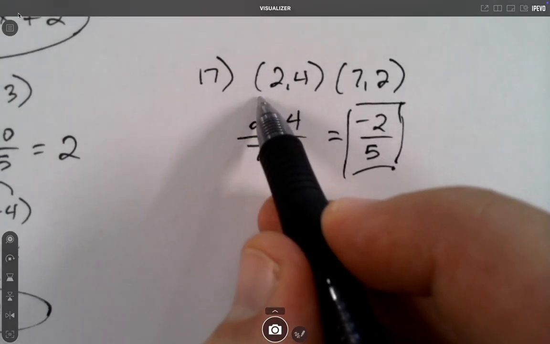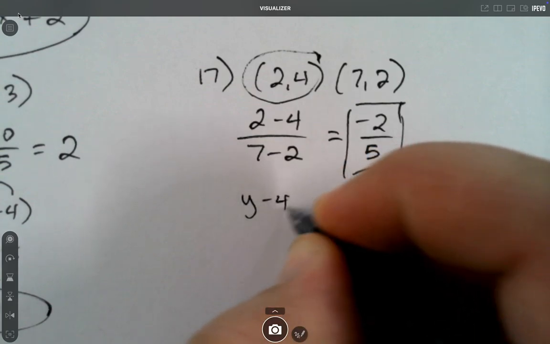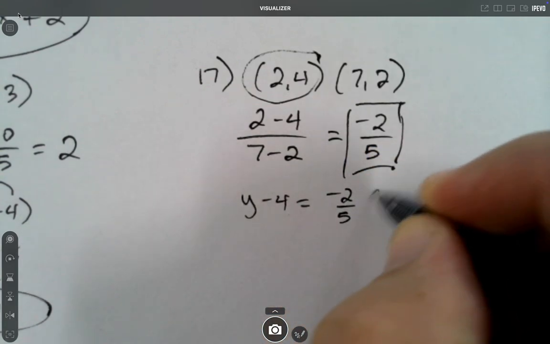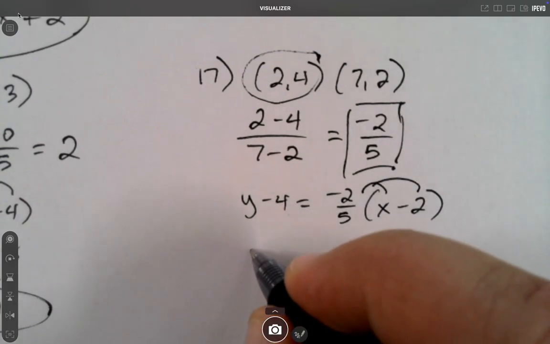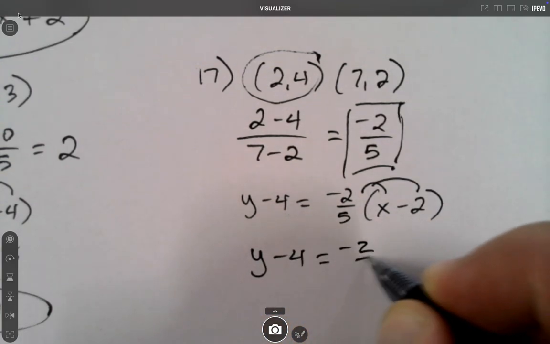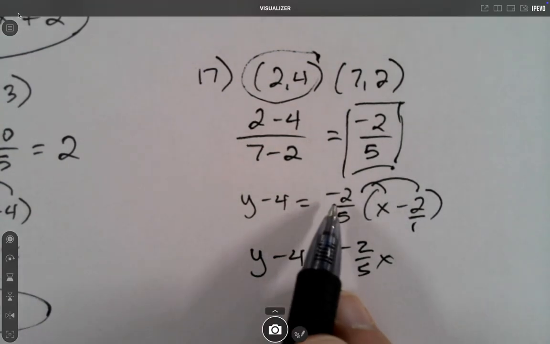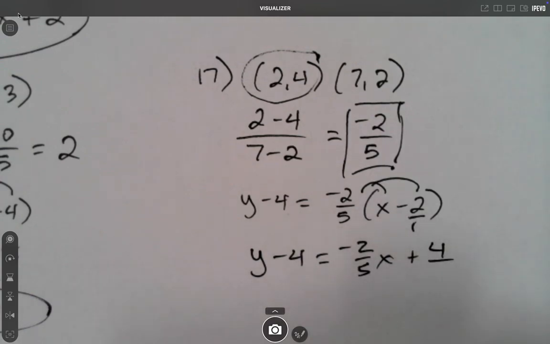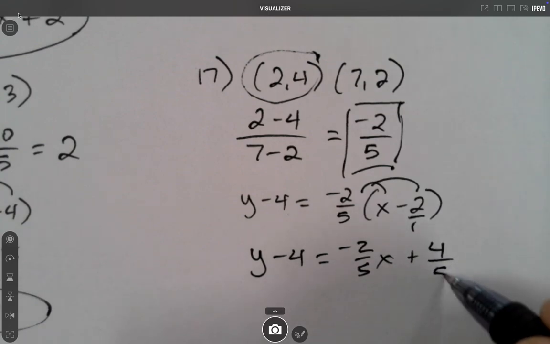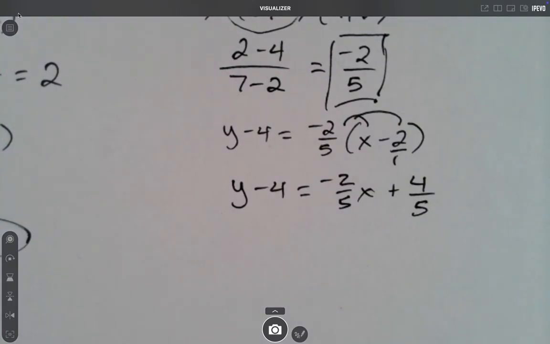So I'm going to choose to use the first point again, but it's truly optional whichever one you use. I'll do y minus 4 equals negative 2 over 5 times x minus 2. We distribute the negative 2/5. Negative 2/5 x, and then just treat this as a 2 over 1. So negative 2 times the negative 2 is positive 4, and 5 times 1 is 5. And if you want to use the decimal here and say it's 0.8, that would be fine.